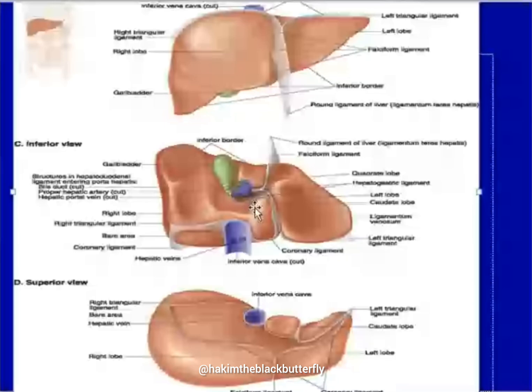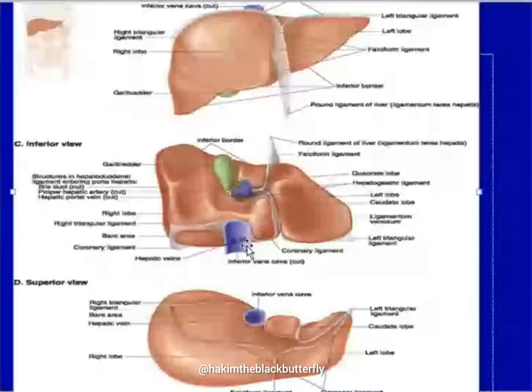So what else are we seeing apart from the caudate lobe? We are seeing that on the right of the caudate lobe, you have the inferior vena cava. You see that the inferior vena cava passes posterior to the liver, which we have seen here. So on the right of the caudate lobe, we have the inferior vena cava.